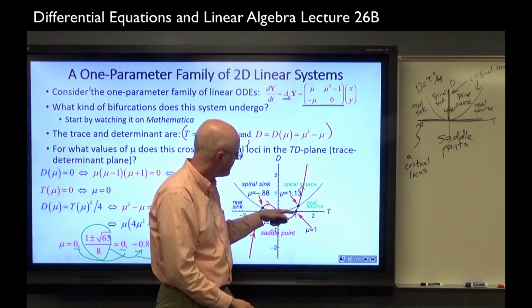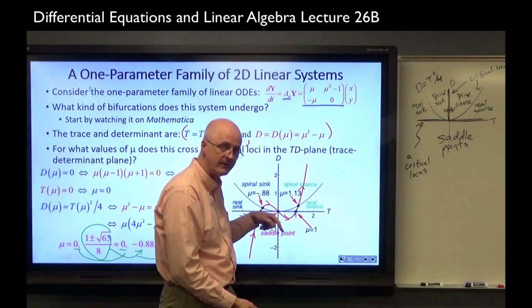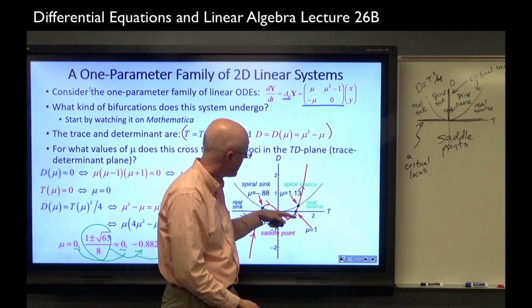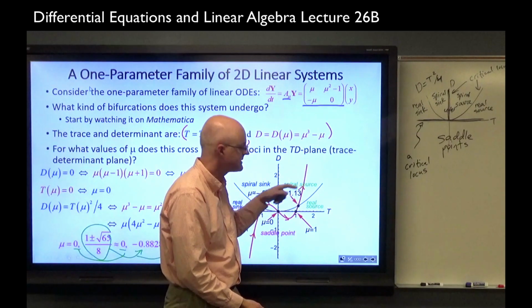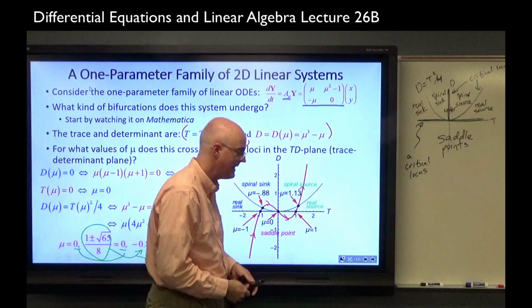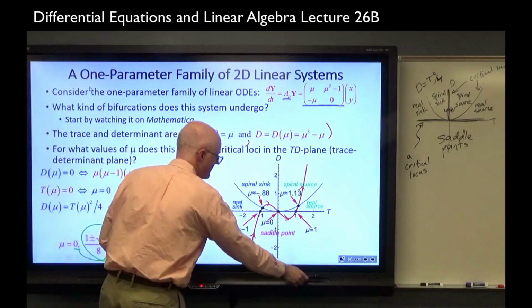When mu is 1, we cross from the saddle point to a real source, briefly, until mu is 1.13, when we cross the repeated root parabola again, and we go from real source to spiral source. Very nice, don't you agree? I think that's really nice.